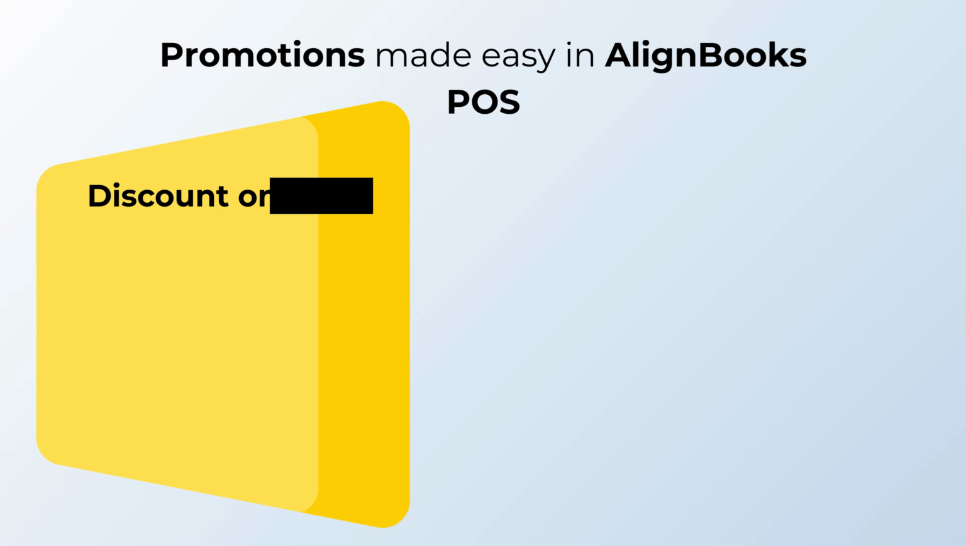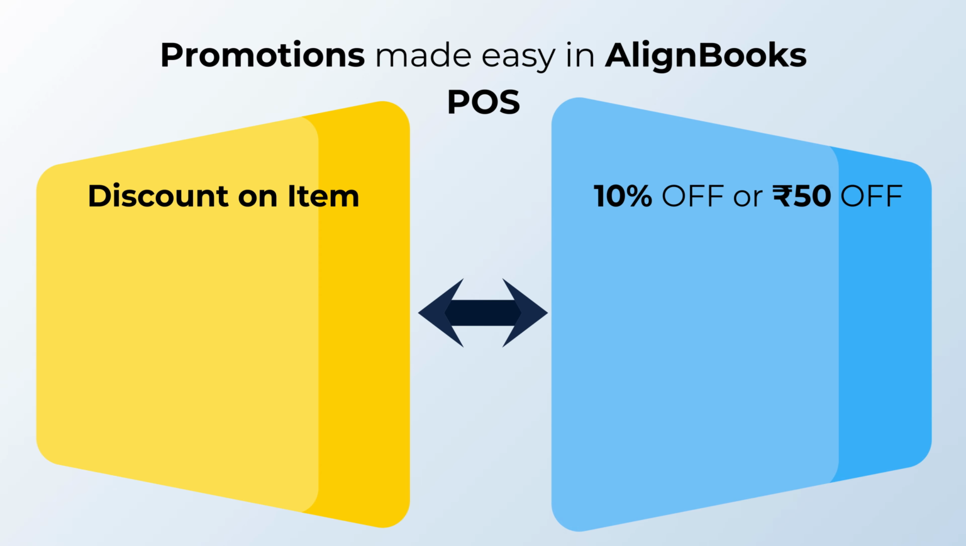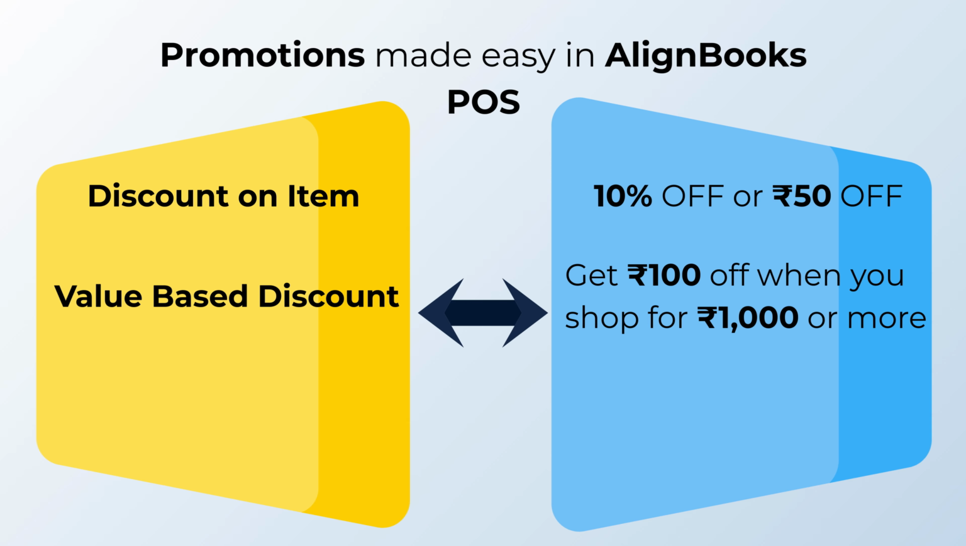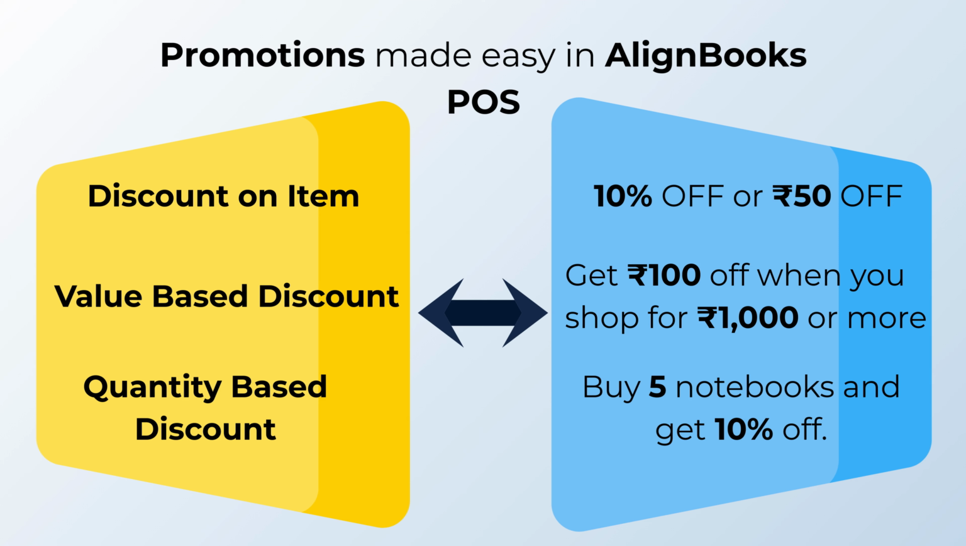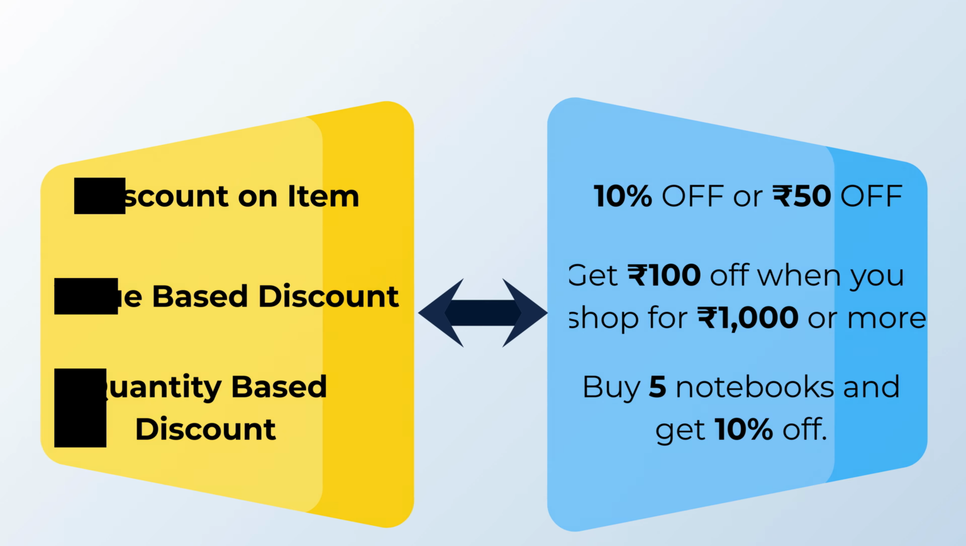For example, sometimes you just want to put a discount on a particular item, maybe 10% off on a favorite snack or a flat 50 rupees off on coffee beans. Other times, the offer is linked to how much the customer spends. A value-based discount. For instance, get 100 rupees off when you shop for 1,000 rupees or more. Then there's the quantity-based discount, which works great for bulk buyers. A classic example is buy 5 notebooks and get 10% off. In this video, we'll explore each of these promotion types step by step.